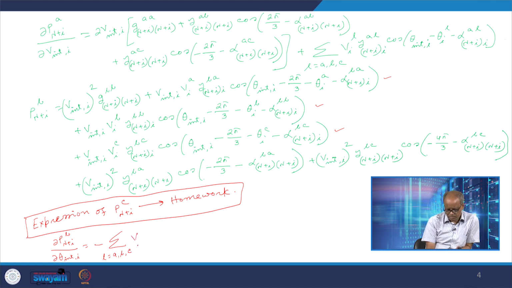V internal I V I L Y B L sine theta internal I minus 2 pi by 3 minus theta I L minus alpha n plus I B L. So that is the case. So this is the expression of this.